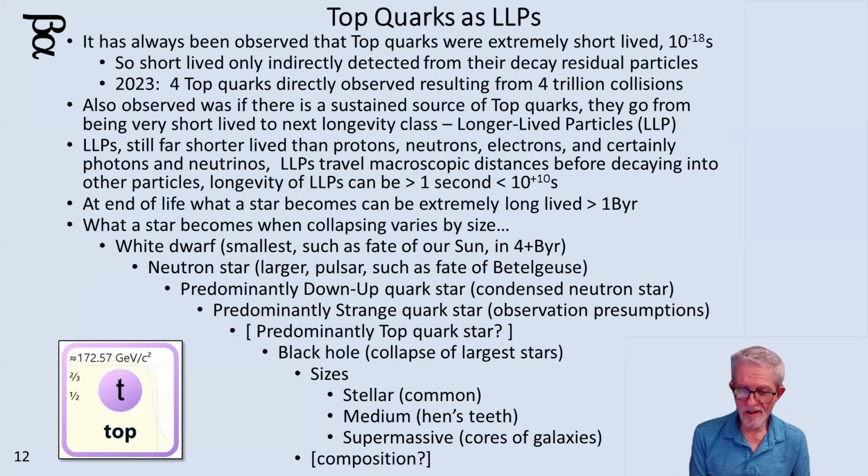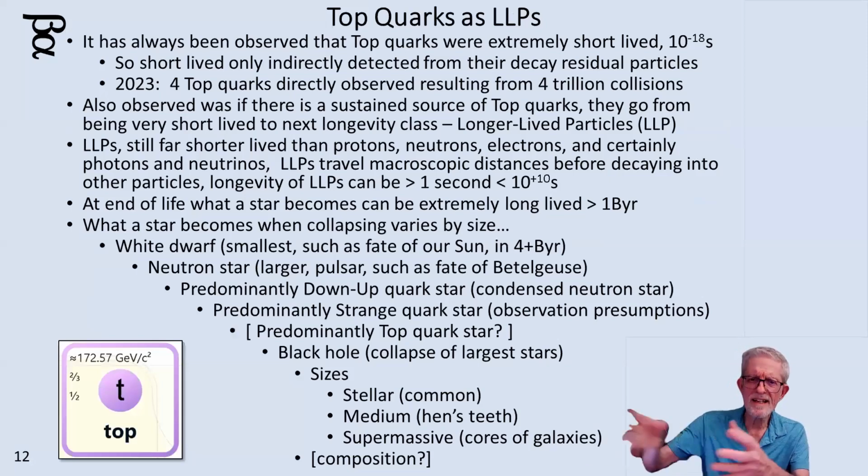So last year at one of these particle colliders, they discovered that if you have a large enough stream of proton-proton collisions, about 4 trillion of them, then instead of getting one short-lived quark, and whenever you hear about top quarks, they're always talking about how their life is so short, 10 to the minus 18th seconds, a very, very tiny fraction of a second, and we don't directly detect top quarks. We detect them by the residue when they decay.